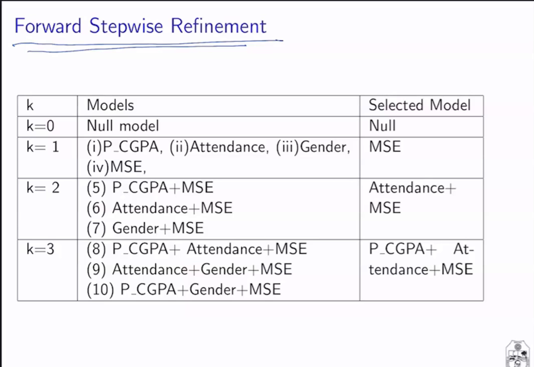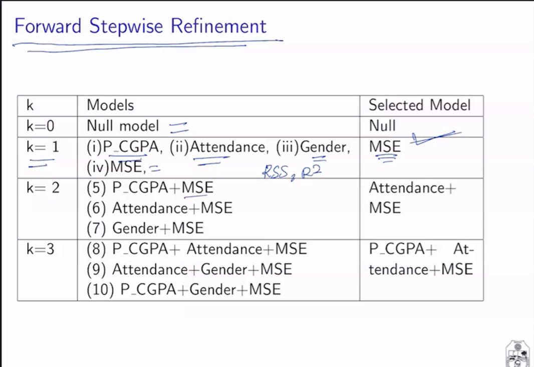Now you will start with the null model, like in the previous case. In the first iteration, you are going to generate all those models which contain only one single variable. So now these four different models are generated. Suppose that by using the criteria of RSS or R square, you have selected MSC. Once the MSC is selected, in the second step this MSC is kept constant, and you are going to add to the MSC other input variables.